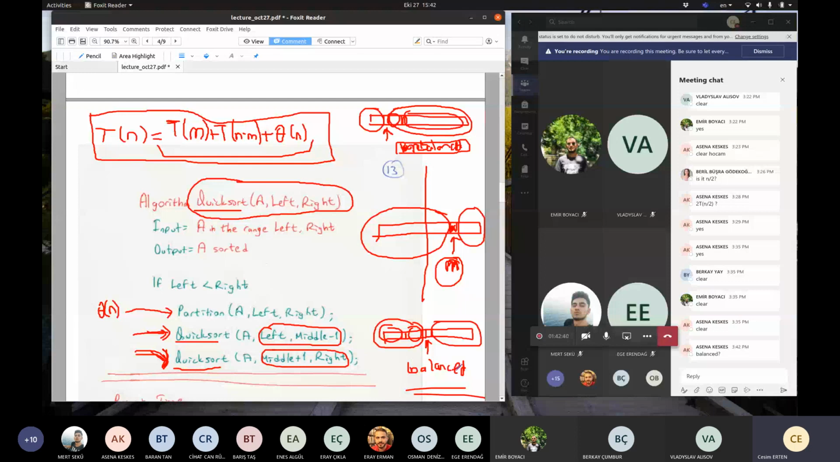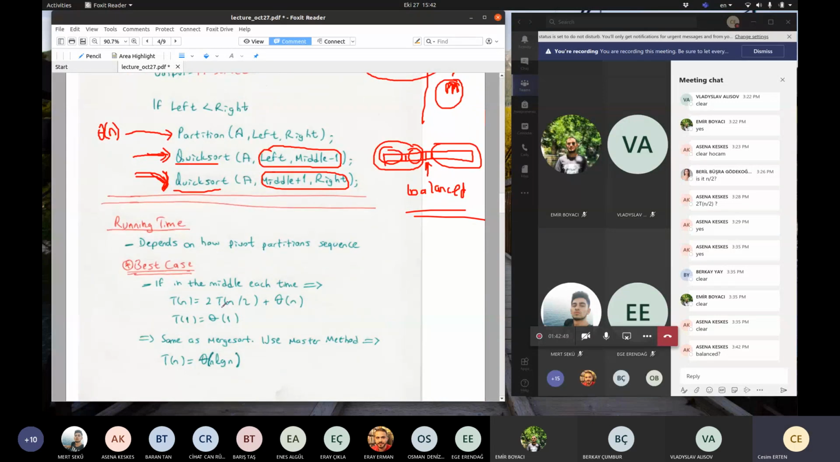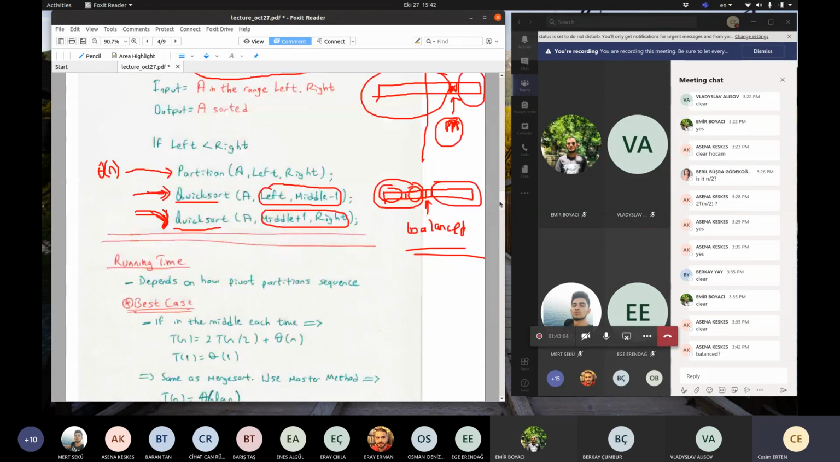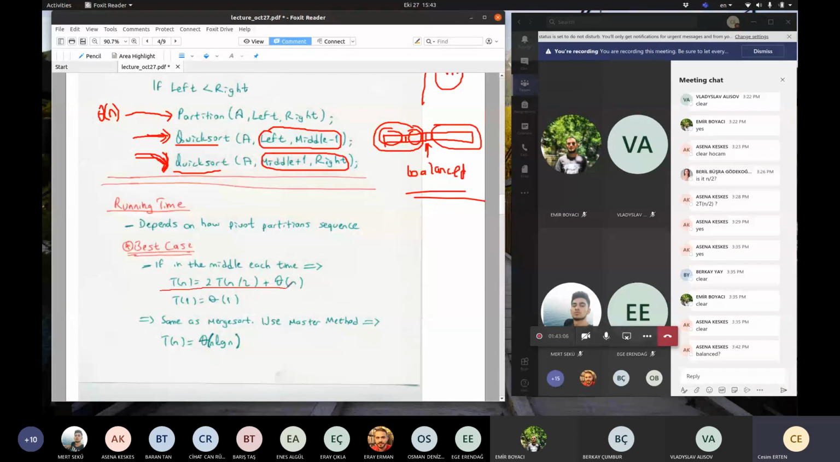Let's try to analyze the running time for such a scenario. In such a scenario, note that since the division is balanced, m will be equal to n divided by 2. This one, n minus m, will also be n divided by 2. So our running time will be denoted with this recurrence: T(n) = 2T(n/2) + Θ(n).